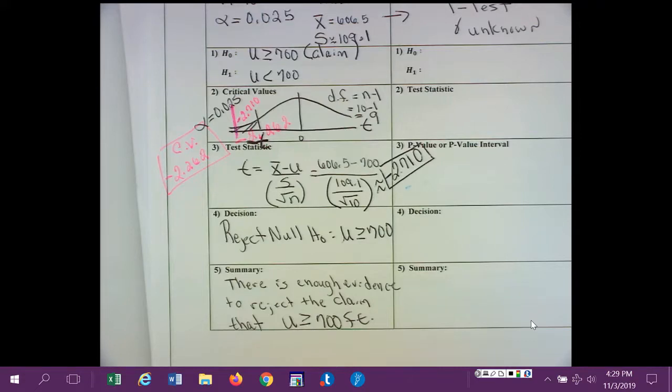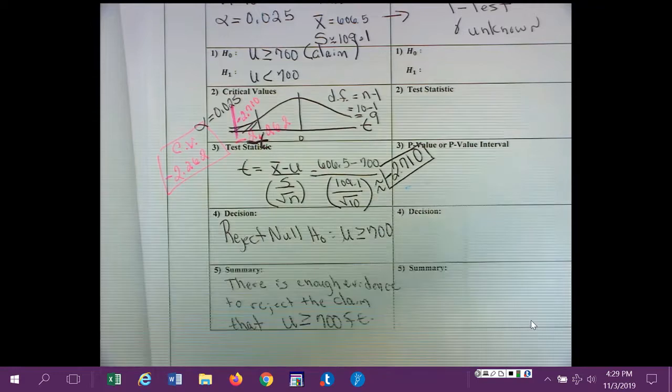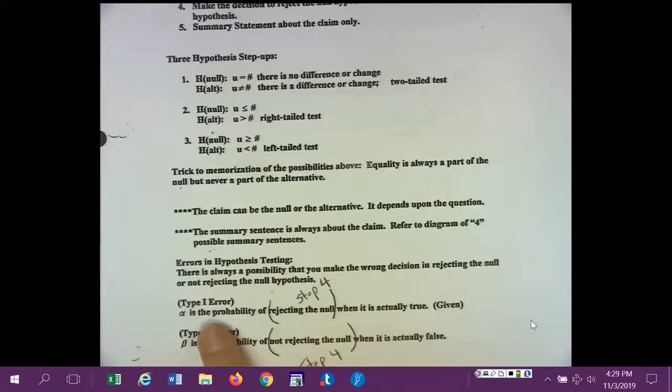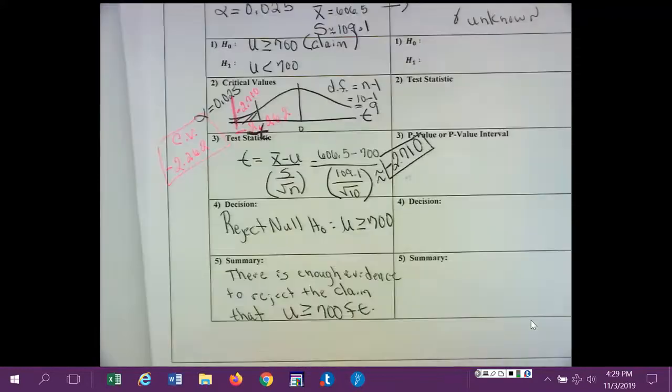Since we rejected the null, the type of mistake or error made would have been an alpha or a type 1, rejecting the null when it could have been true. So that's a possibility of a mistake.